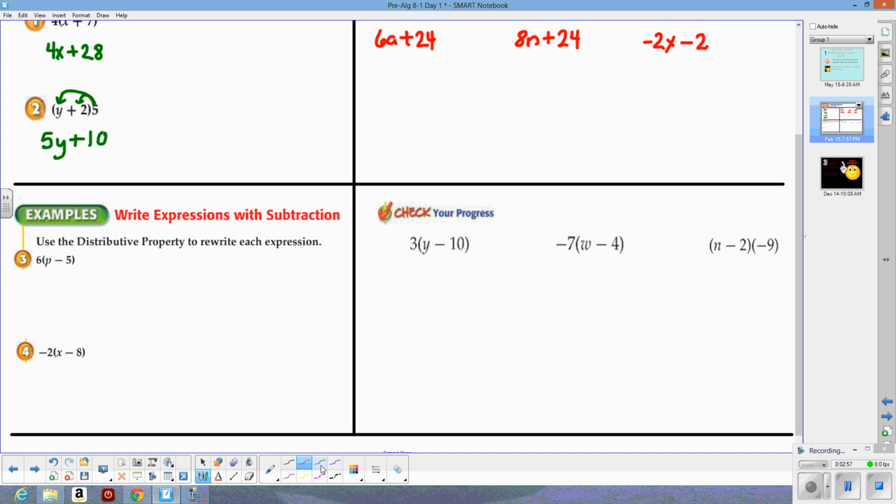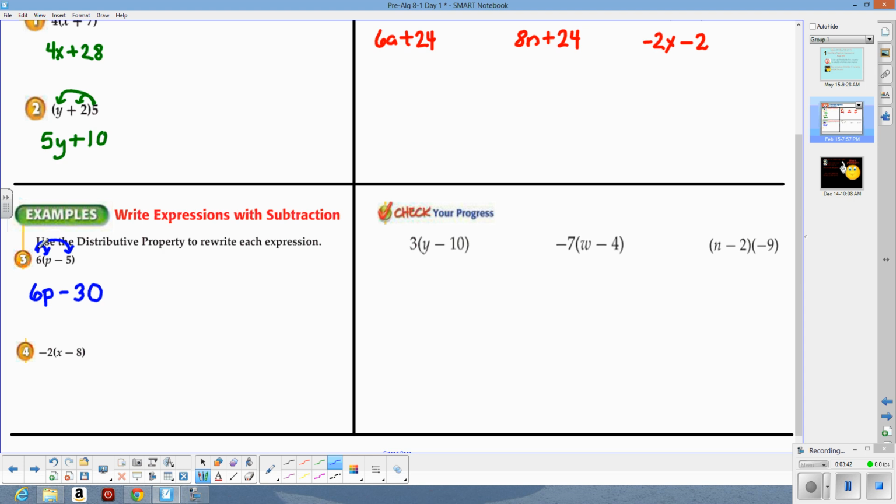All right, in our next example, 6 times p is 6p. And now this minus 5 is really like plus a negative 5. So anytime you see subtraction in front, you might want to think about that as being like a negative, because minus 5 is the same as adding a negative 5. So let's take 6 and multiply it by negative 5. 6 times negative 5 is negative 30. And since it's negative 30, rather than writing plus a negative 30, we're just going to write minus 30.